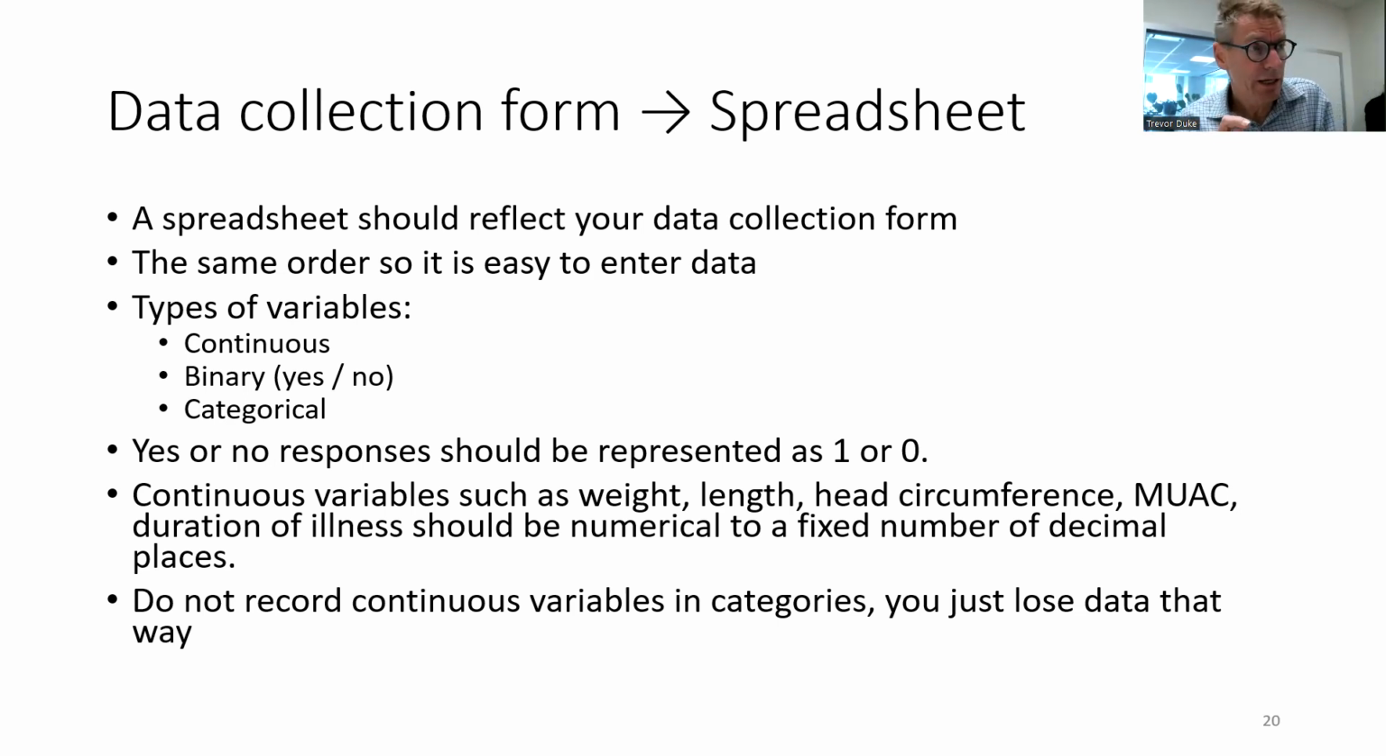Sometimes people, when they're measuring continuous variables, put them in categories. So, for example, the duration of illness prior to presentation, they might put it as less than 2 days, 2 to 4 days, 4 to 6 days, more than 7 days. That's not appropriate. Don't record continuous variables in categories. You just lose data that way. You won't be able to analyze it. So in your data collection form, don't record it that way. Record it as a continuous variable. In your spreadsheets, record it as a continuous variable, and then you'll be able to do proper analysis on it.